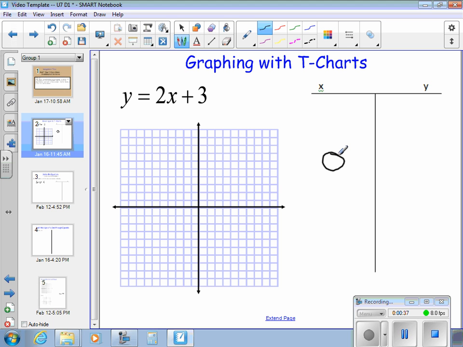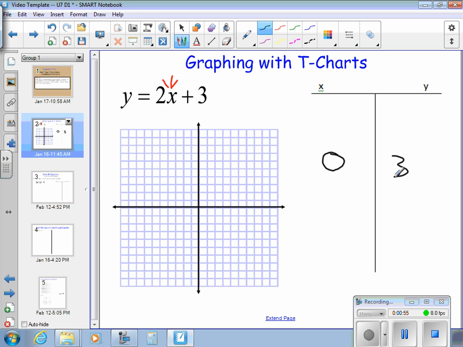Okay, so if I plug in 0, and all I'm doing is just taking that 0 and substituting it right here for x. And when I do that, I'm going to get 2 times x, or 2 times 0 is 0, plus 3 gives me 3.